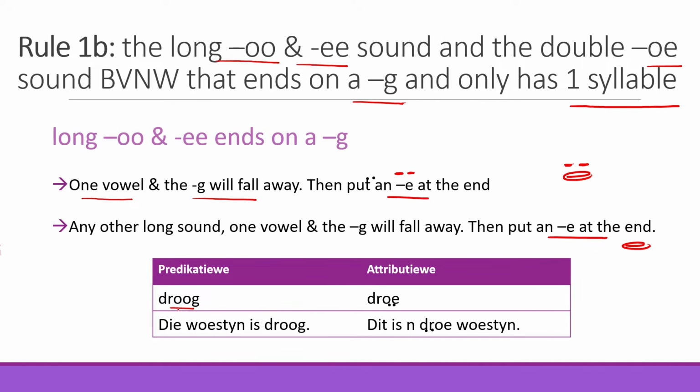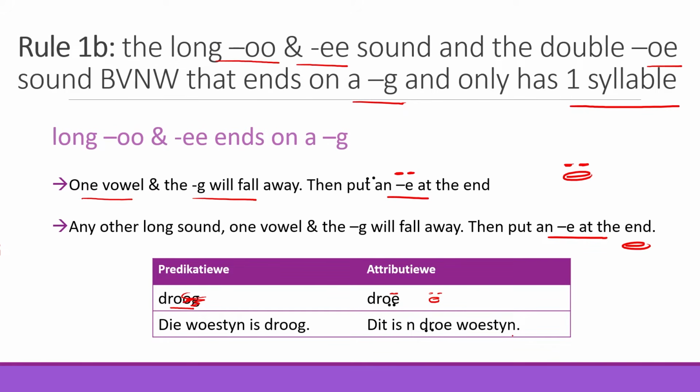So when I want to write that as attributive, the vowel before usually changes, guys. So when I want to write that as an attributive, now what does it say? I get one vowel only, so this vowel falls away, my G falls away, and I have to put an E with a double pin. Sorry guys, the double pin just shifted because of the PowerPoint, but that's where the E should be. So it will look like that. Alright. Die woestyn is droog. So a droë woestyn. Alright.